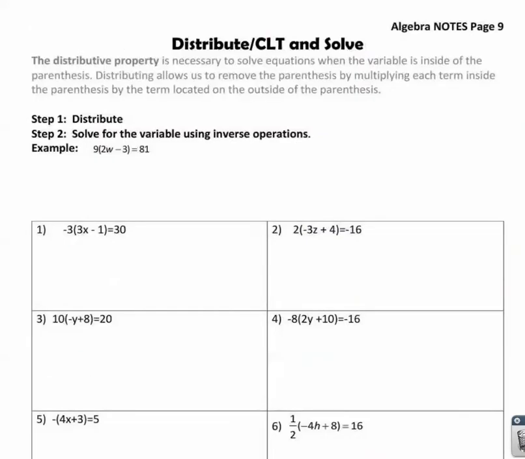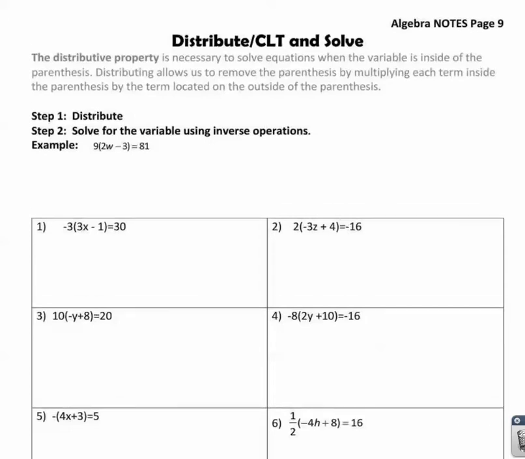Now you're going to take what we just learned and use it to solve the equation to figure out what the variable is. So the distributive property is necessary to solve the equation when the variable is inside the parentheses. Distributing allows us to remove the parentheses by multiplying each term on the inside of the parentheses by the term located on the outside of the parentheses. That's nothing new, you've seen that now. So step 1, you're going to distribute. Step 2, you're going to solve for the variable using inverse operations.